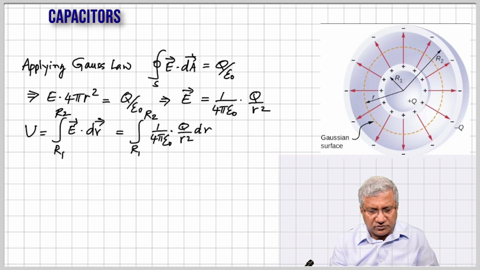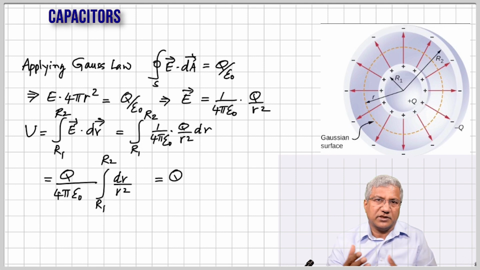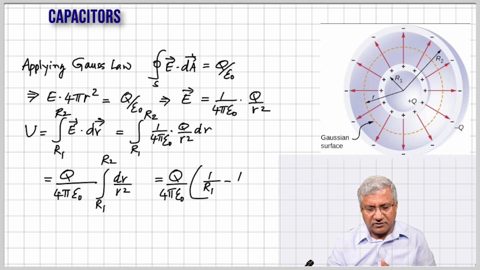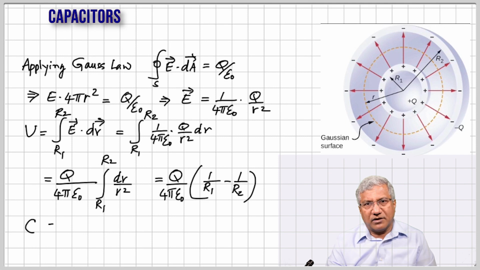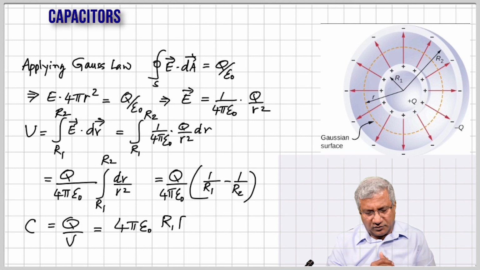The constants are taken out. 4 pi epsilon naught and Q are constants, so that can be taken out. So Q by 4 pi epsilon naught, and you have integral dr by r squared, which is actually r raised to minus 2 dr. Integral r raised to minus 2 dr, you get it as minus 1 by r. And then when you substitute the limits, actually, it should be 1 by r1 minus 1 by r2, because r2 is greater than r1.